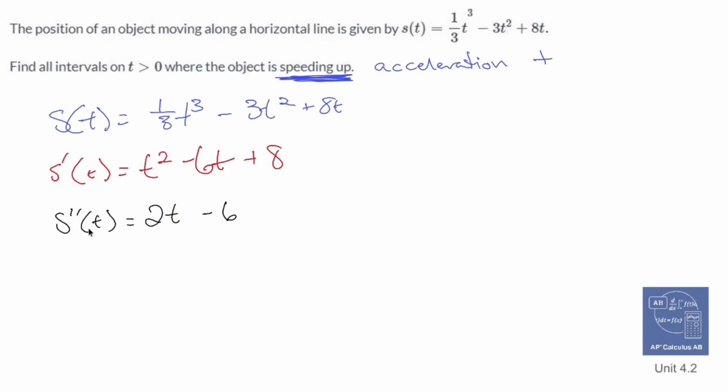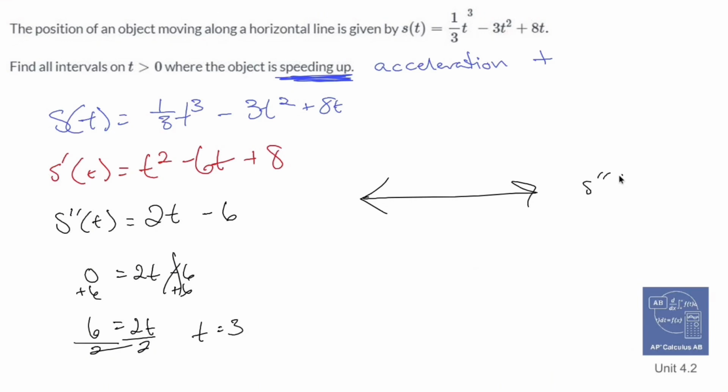Okay, so I care about when this is speeding up. So what I need to do is find my inflection points and make a sign graph. My inflection points are where the second derivative equals 0. So 0 equals 2t minus 6. This is where you're going to have a change from speeding up to slowing down, and where you have 0 acceleration. Okay? So I'm going to add 6. 6 equals 2t. Divide by 2, t equals 3.